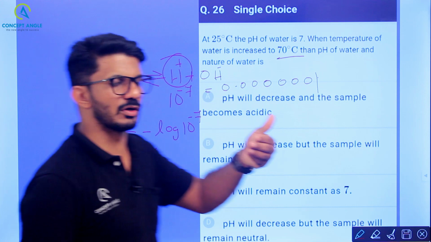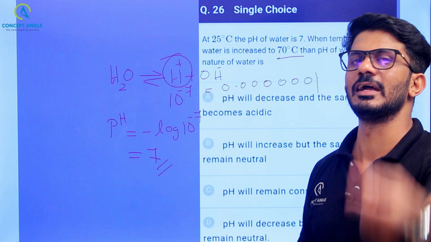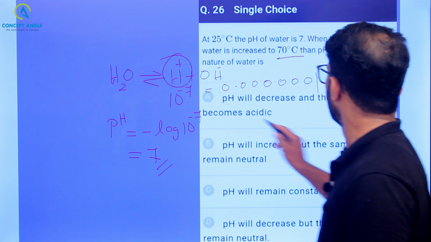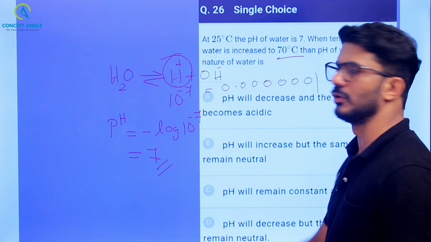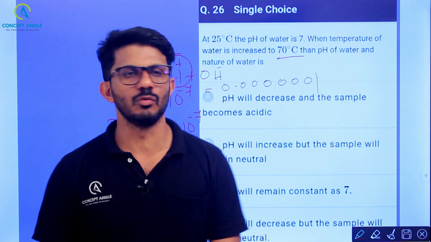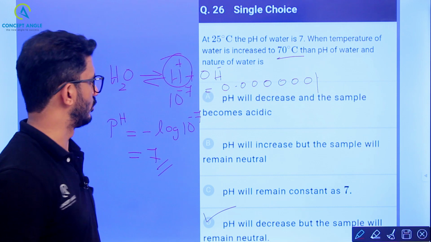When acidity increases, the pH decreases from 7, but that is still defined as neutral. Because as much H plus is produced, that much OH minus is also produced. So the first option, pH will decrease, is correct, but the sample becomes acidic, no, because as much H plus is produced, that much OH minus is produced, so it should be neutral. pH will increase but the sample will remain neutral, no. pH will remain constant at 7, no. pH will decrease and the sample will remain neutral. This is the answer. Why will the sample remain neutral? Because when H plus is produced, the same number of OH minus is also produced, so it will be neutral. That is the answer, very clear.